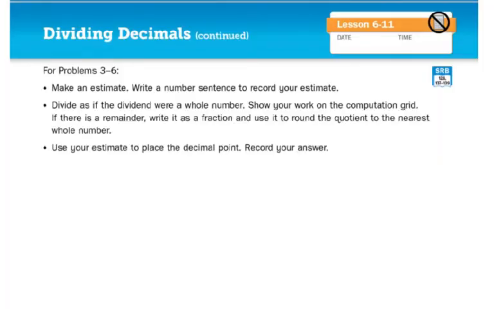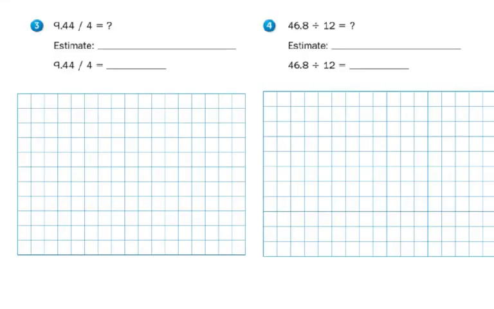All right, continuing on, we're moving on to math journal, page 225. For problems 3 through 6, make an estimate, write a number sentence to record your estimate, divide as if the dividend were a whole number, show your work on the computation grid. If there's a remainder, write it as a fraction, use it to round the quotient to the nearest whole number, use your estimate to place the decimal point. Same thing.